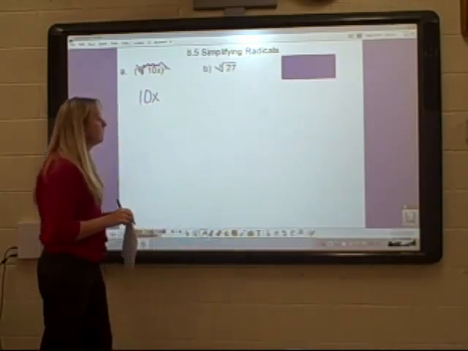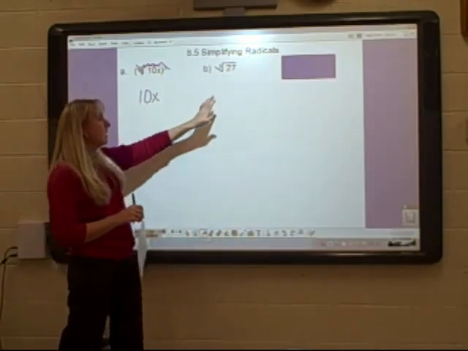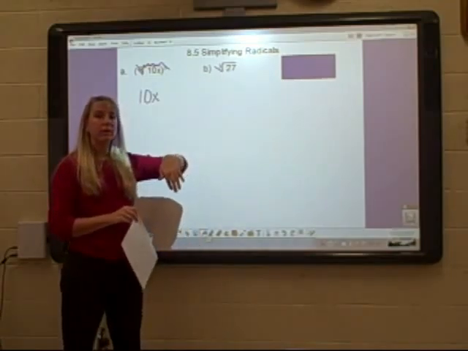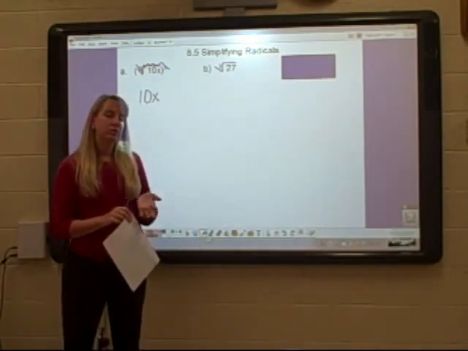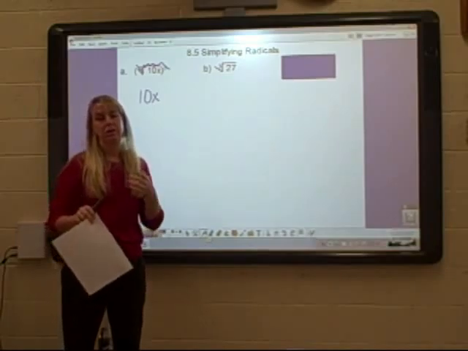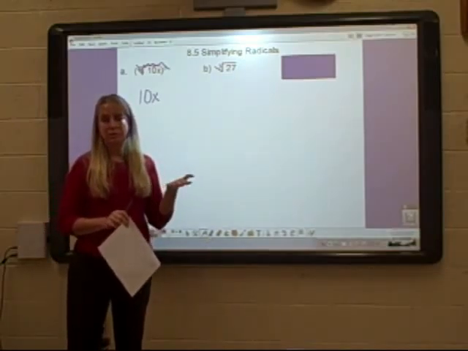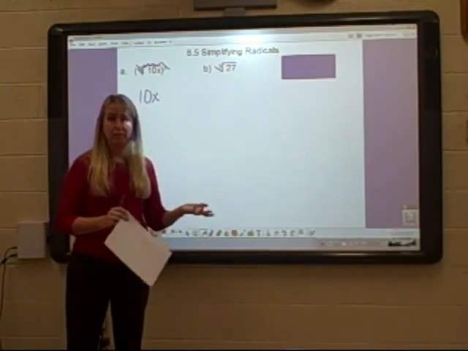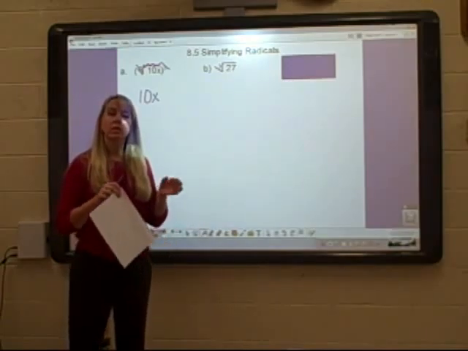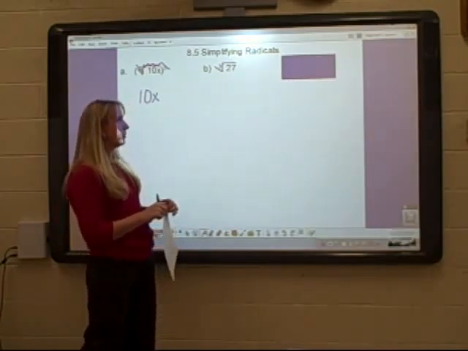Now I take a look at a situation like this. I have the cube root of 27. Well, remember, if we had the square root of 16, you're thinking of what number multiplies by itself to get 16. Well, 4 times 4 is 16. So that's where the square and the square root comes into place.